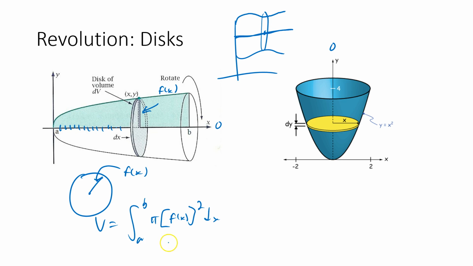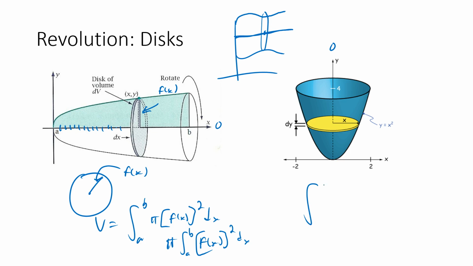Usually you pull the pi out front. So usually you have pi integral a to b f of x squared dx. And that's what you're going to be looking for. So that's going to give us the areas added up of all of those disks. The dx gives us a little bit of thickness, and we add them all together, gives you the volume.